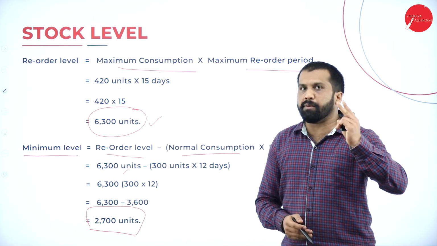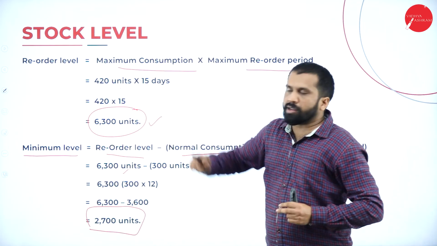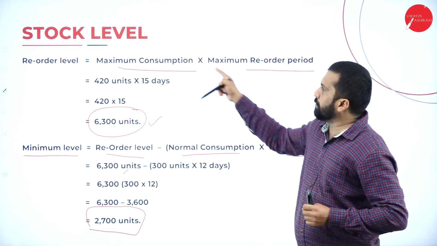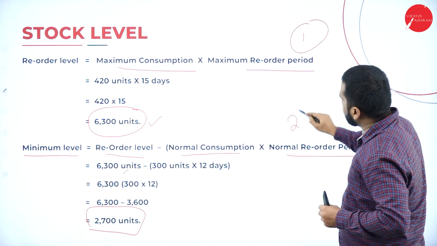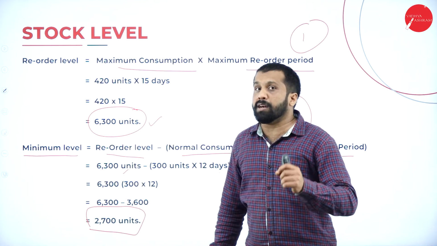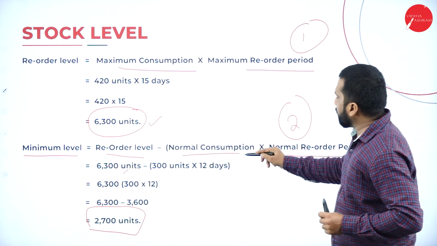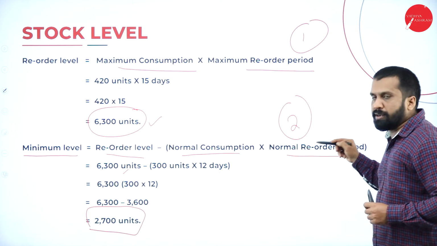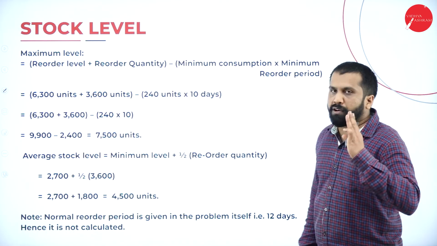Remember, take one book, in that write down the formula for reorder level. What is the formula for reorder level? This one. This is the first one. This is second, minimum stock level. What is the formula for minimum stock level? Reorder level minus normal consumption into normal reorder period. Clear? Yes.